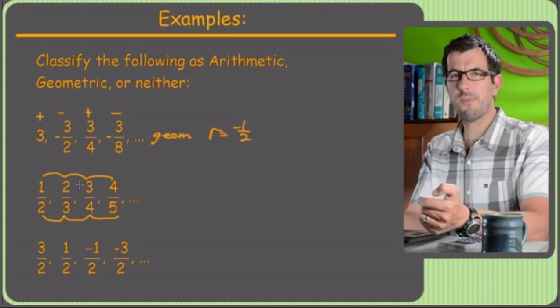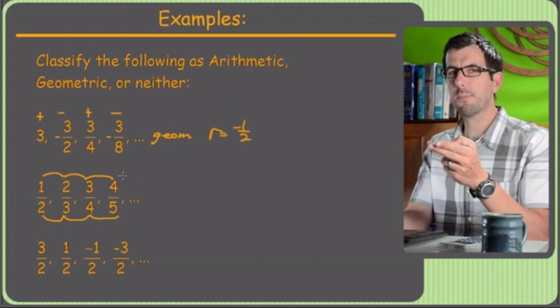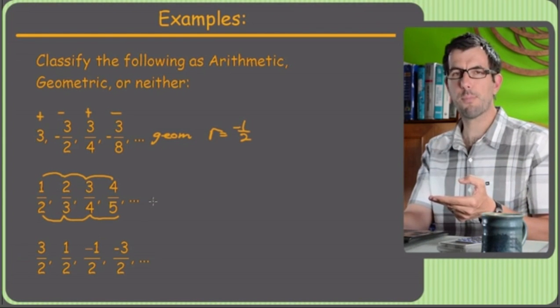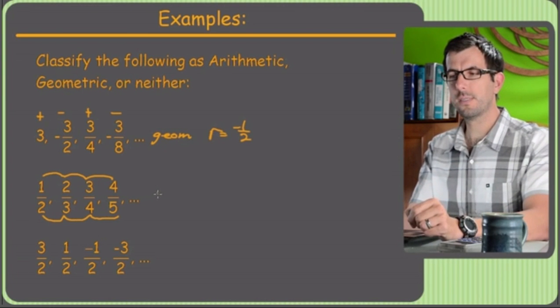But that's not going to be anything, because I'm not multiplying. I'm not dividing. I'm doing some weird rule where I add something at the top and I add something at the bottom separately, and it's two different things. So this is neither.